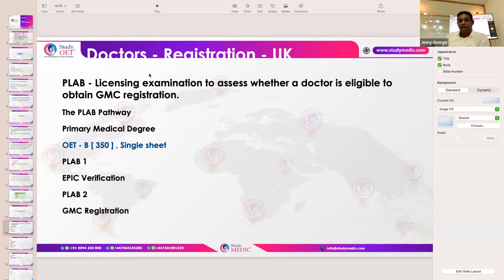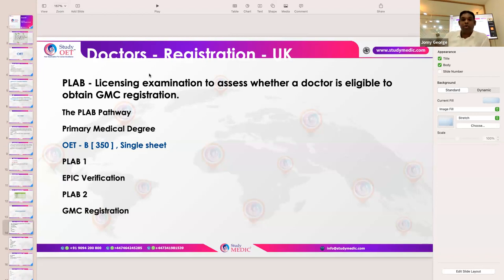The registering body in the UK for doctors is the GMC, the General Medical Council. The process of General Medical Council registration is known as the PLAB exams. You need to undergo the PLAB exams as a doctor. The PLAB pathway requirements are a primary medical degree, which of course you have. The second clause is OET B, 350 in a single sitting. That means without OET B, 350 to 450 level, minimum 350, you cannot apply for the PLAB exam.